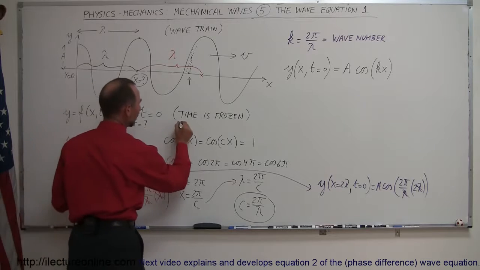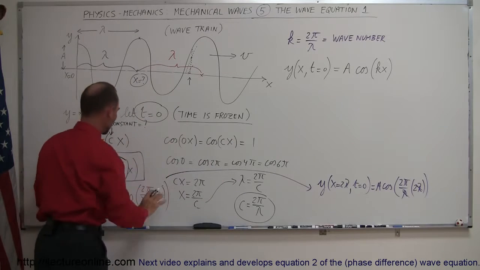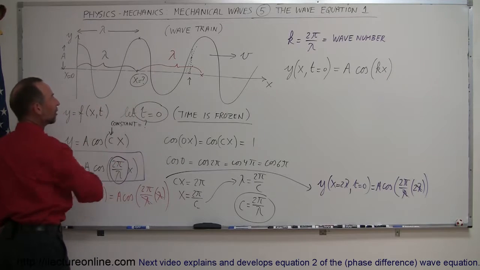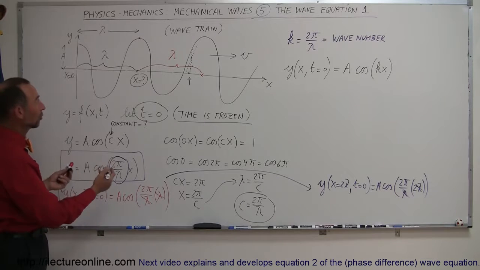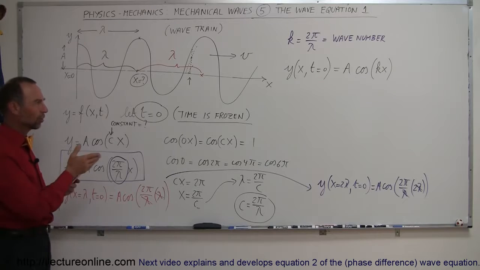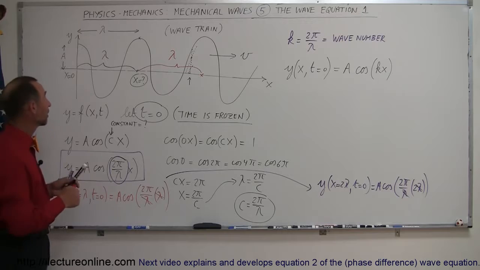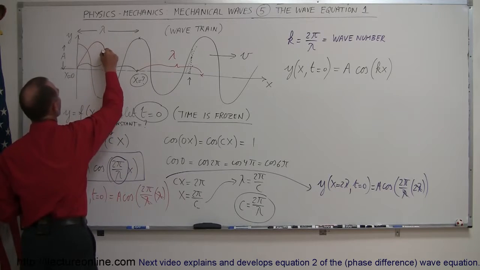So in this case, we said the time is frozen. That means t is equal to 0, so we ignore that part of the equation. We're going to look at it in terms of the position x. And so the displacement can now be described simply as a cosine or a sine function. Now you say, well, if this is a cosine function, how can you write this as a sine function? Well, I can have it start at a different location. For example, I can have the wave look like this.